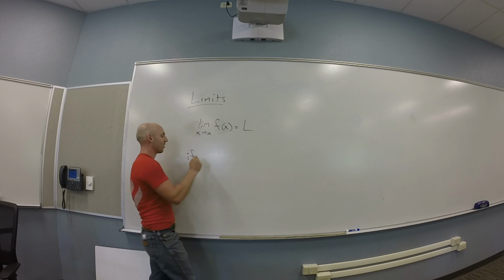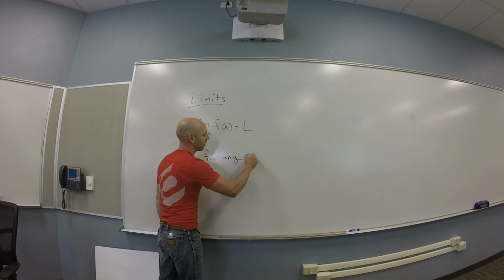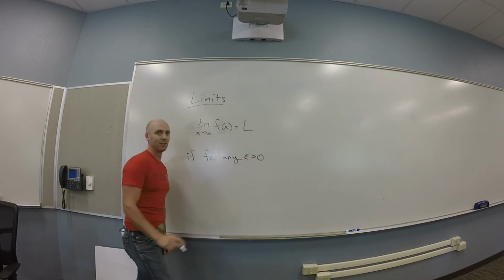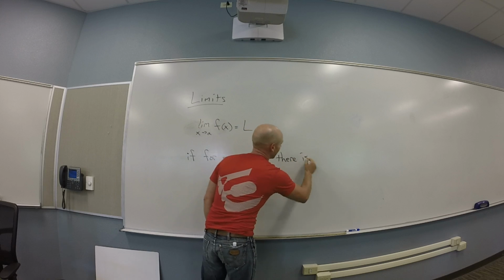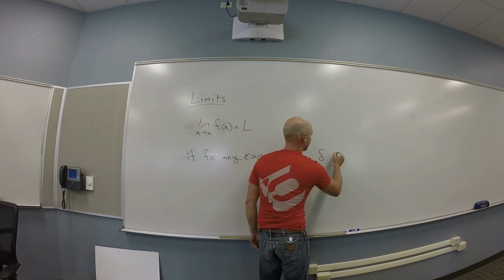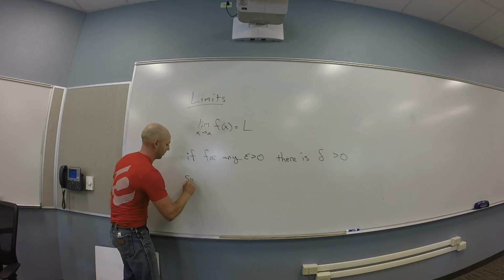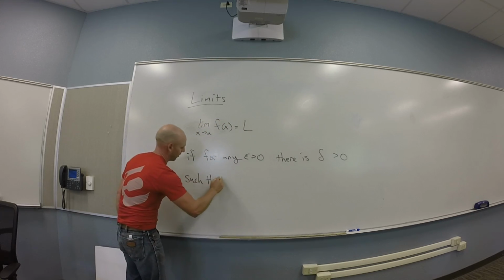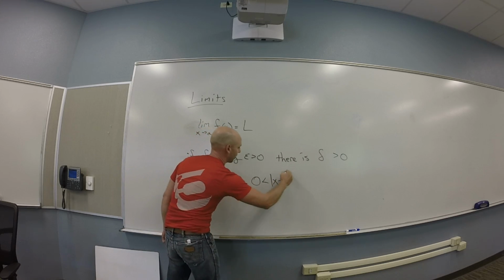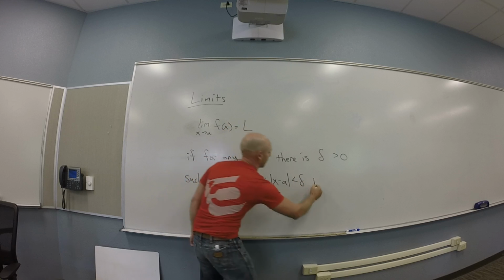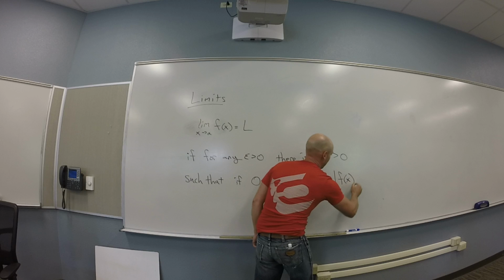Yeah, good. Okay, so if for any epsilon bigger than 0, there is a delta greater than 0, such that if 0 is less than the absolute value of x minus a, which is less than delta, then the absolute value of f of x minus L is less than epsilon.